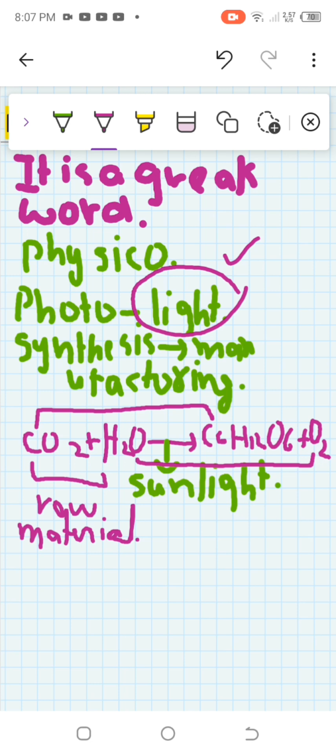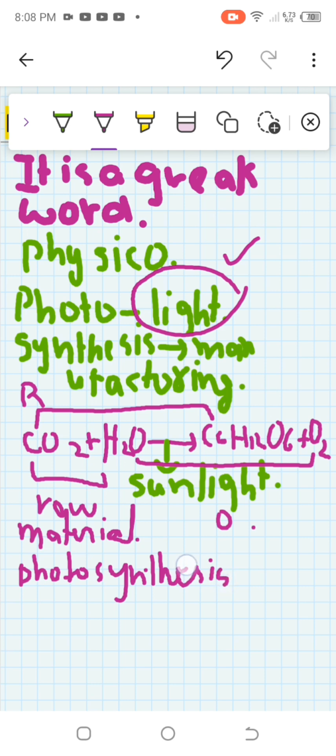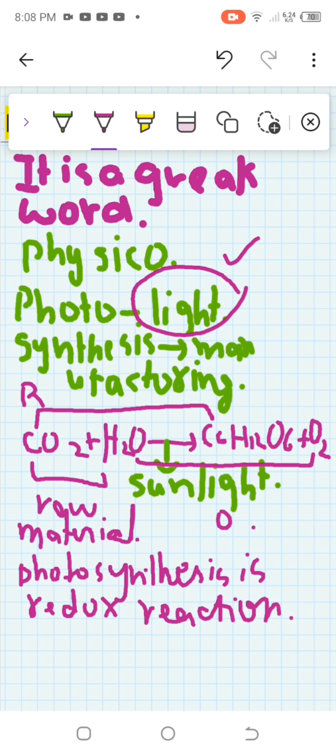So photosynthesis is basically a redox reaction. Here you can see carbon dioxide has been reduced, and here oxygen is oxidized. So this process is known as a redox reaction. So we can say photosynthesis is a redox reaction.